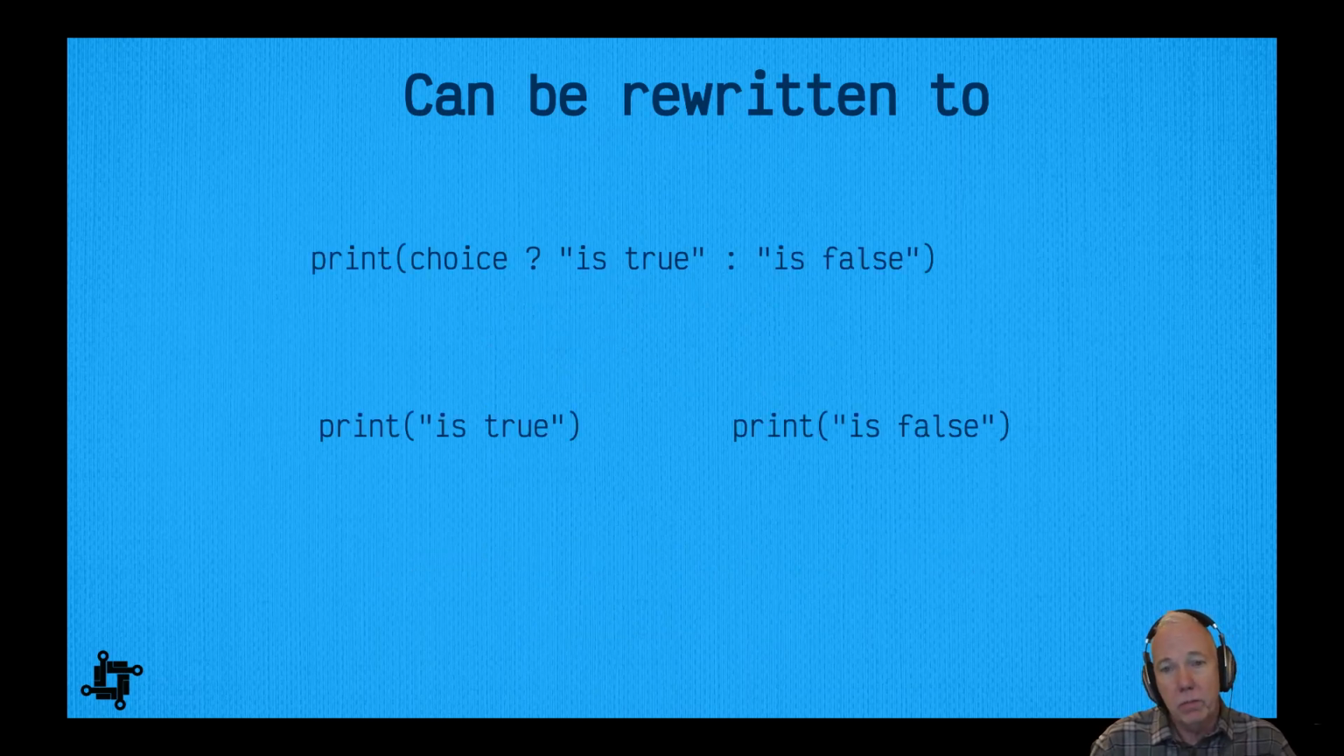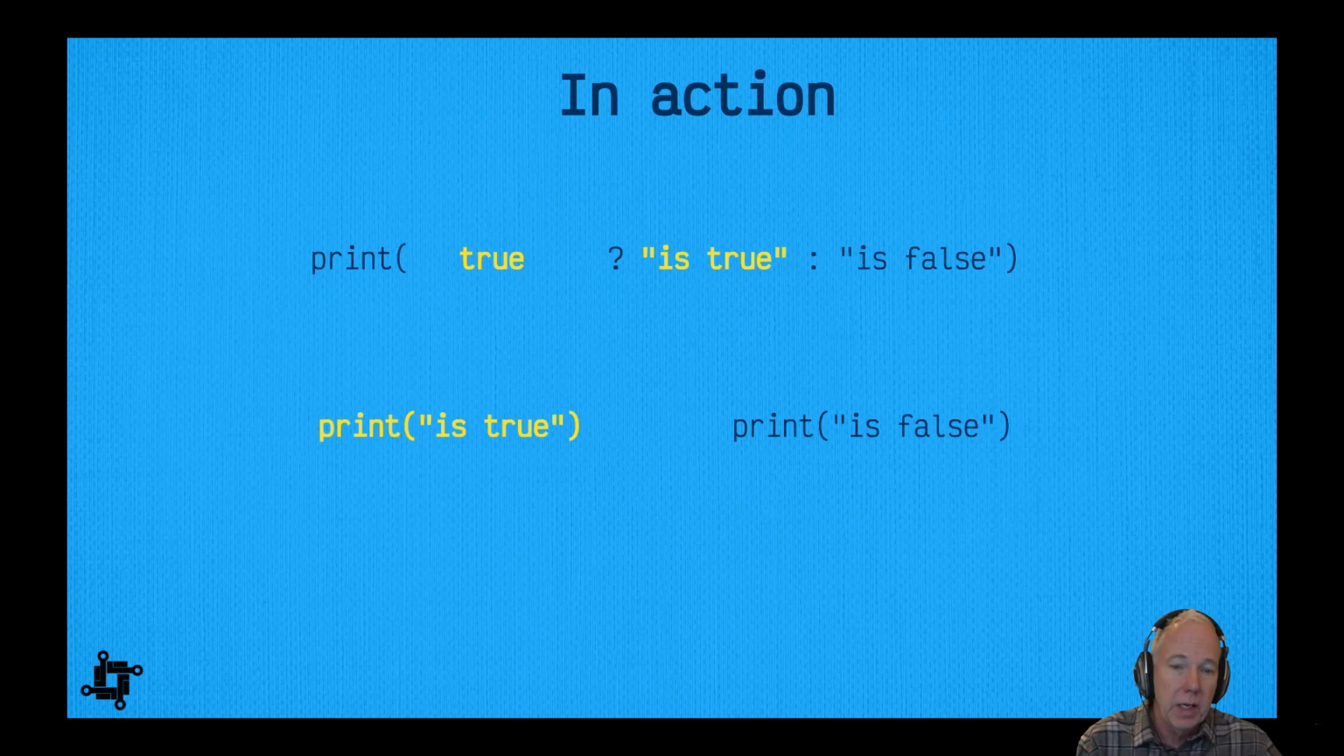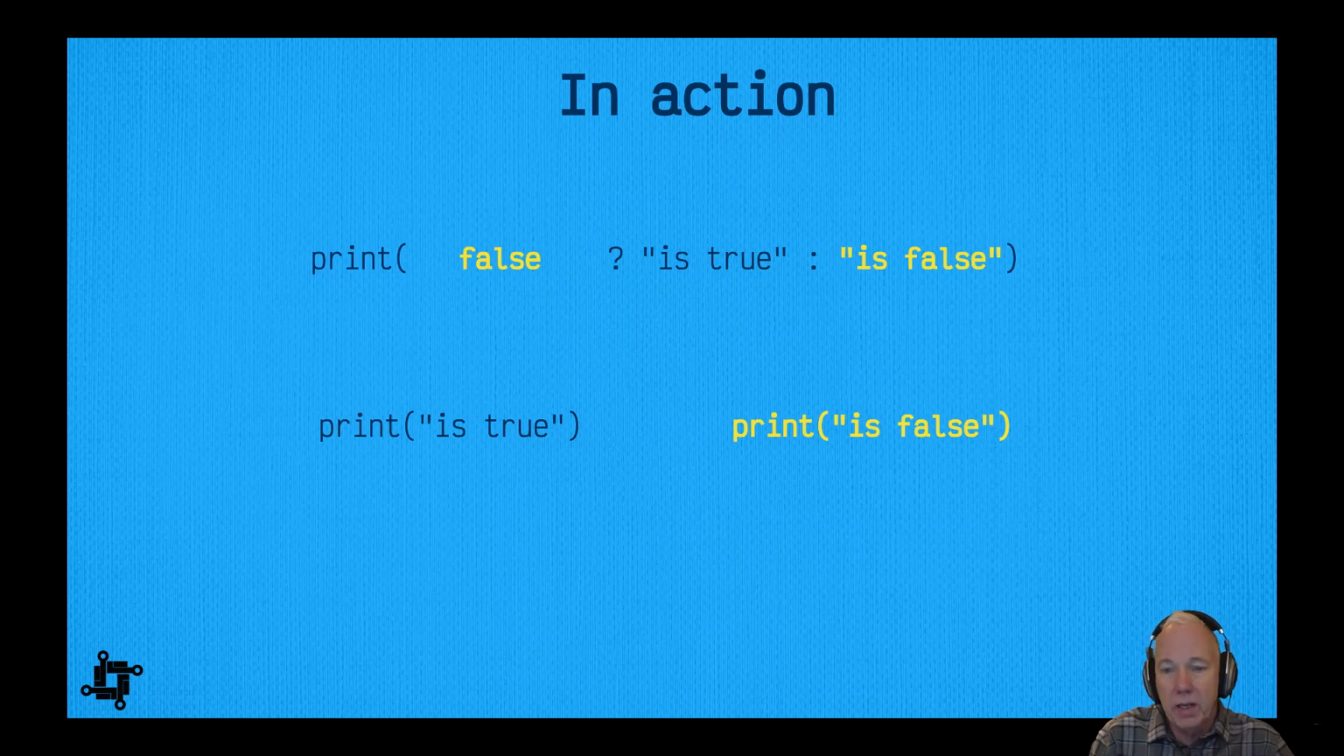So we can think of it like this. We have this print statement written up here with this ternary if in the middle of it. So if choice is true, then this is what effectively is coded: print is true. If it is false, then print is false is what's going to happen in the false case.